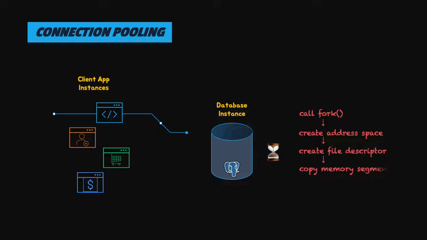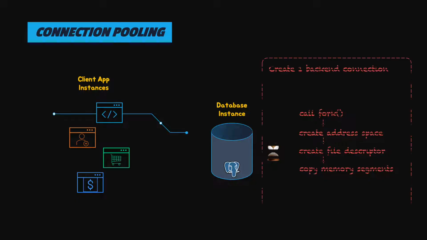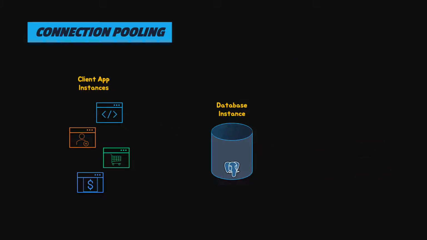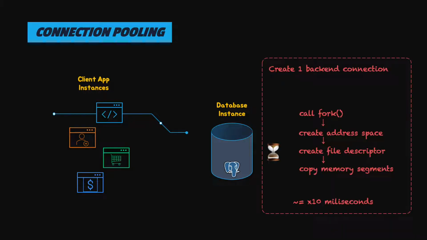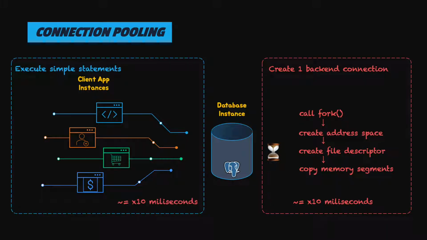And once the client disconnects, the child process gets terminated. And this process is repeated thousands of times. Still, if you create only a couple of connections and use them, you might not even notice the time PostgreSQL needs to fork the connections.